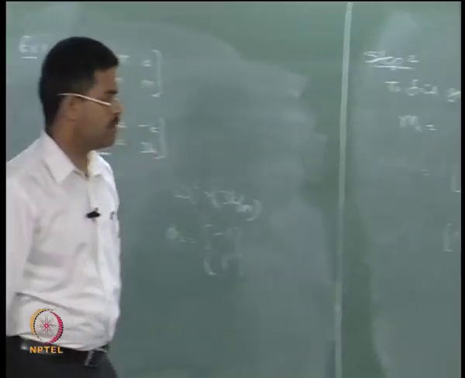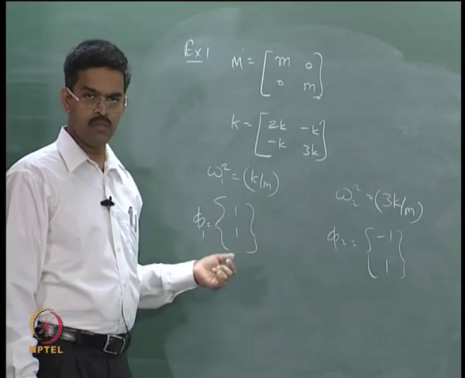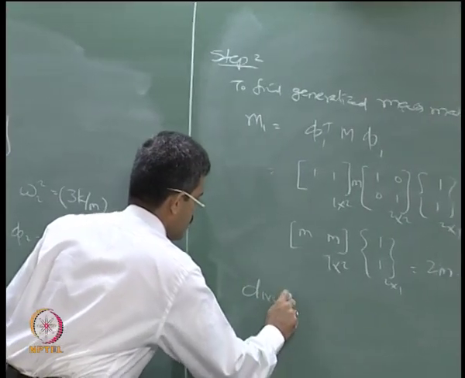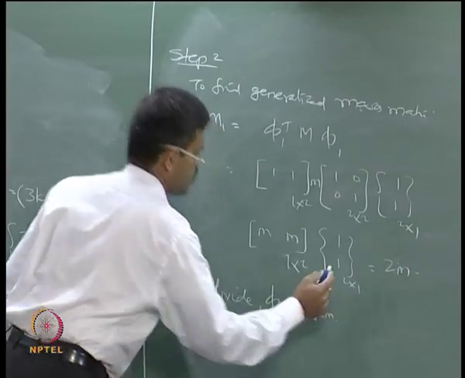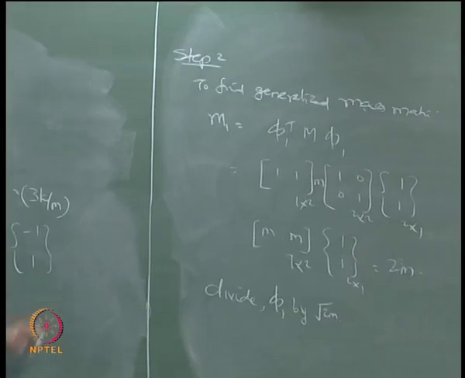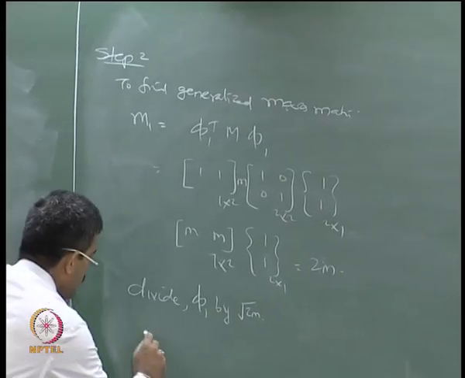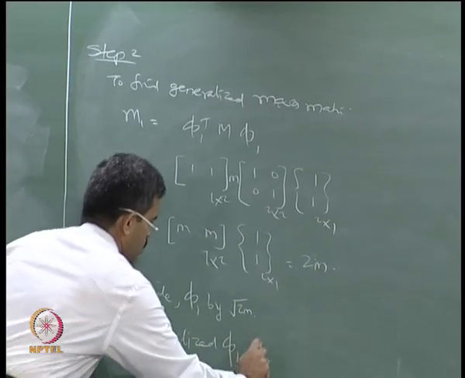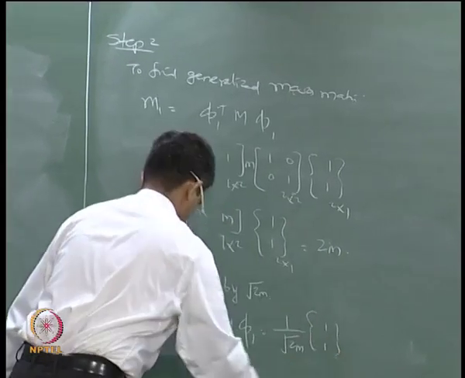So, divide the first vector phi 1 by root 2M. So, I must say normalized phi 1 is 1 by root 2M of 1 1. Is that okay?